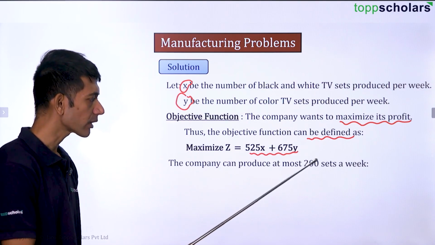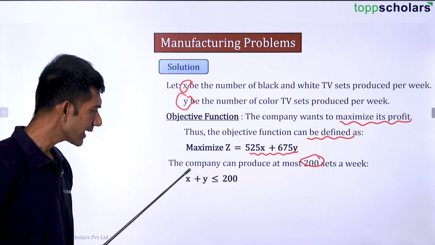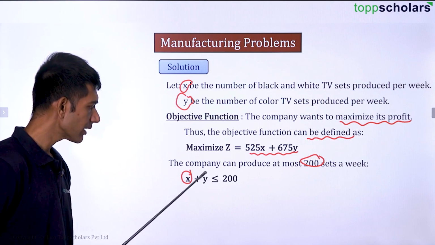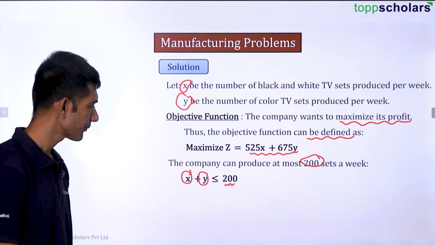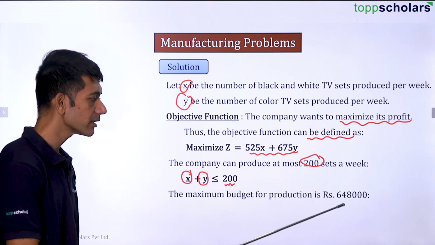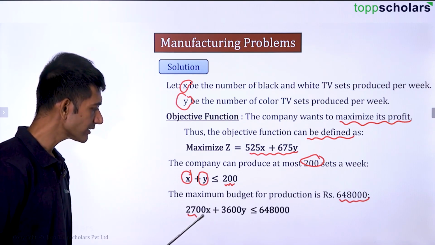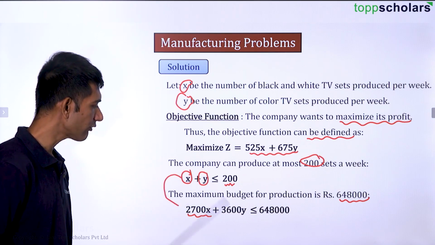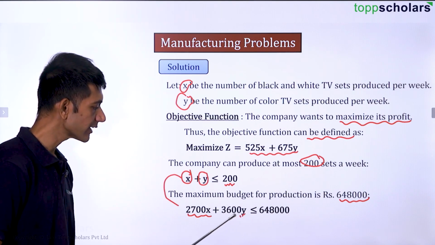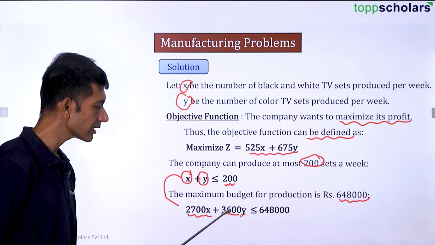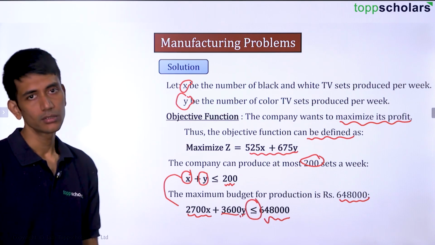Now the company can produce at most, that means maximum, 200 sets of TVs per week. So can I say black and white TVs plus color TVs is maximum 200, so x + y is less than or equal to 200? Yes. And what is the maximum budget? The maximum budget is 6,48,000. So can I say here 2700x, because for one black and white TV 2700 rupees is needed. For one color TV 3600 is needed. So 2700x + 3600y, the maximum budget is 6,48,000. So this will be less than or equal to 6,48,000.